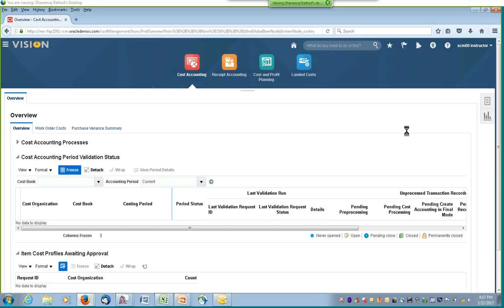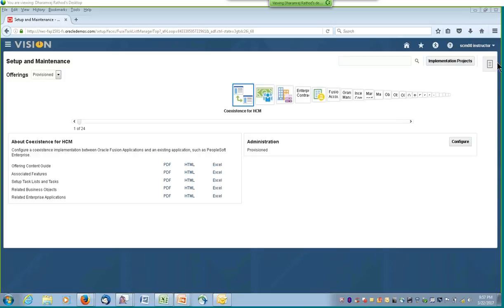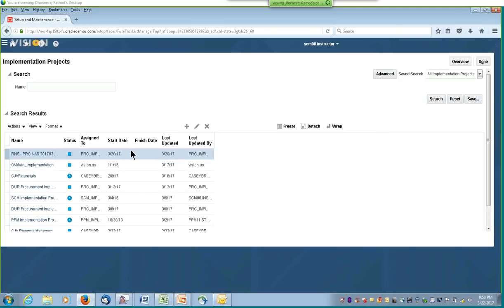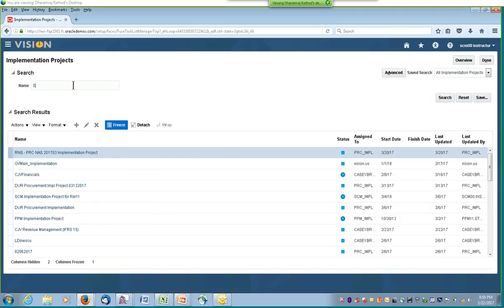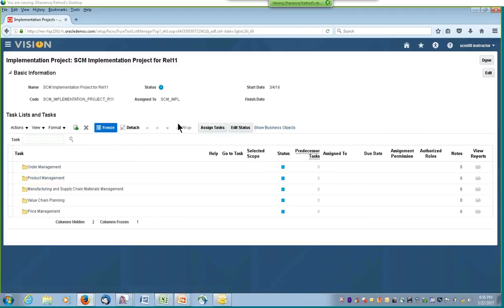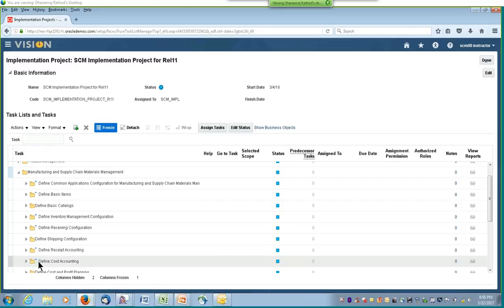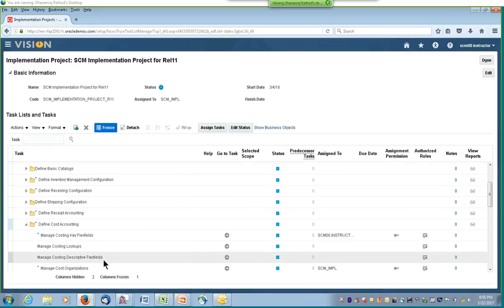Go over setup and maintenance and in your implementation project. And I'll look at my implementation project. Go over manufacturing and supply chain materials management, and under that you should see cost accounting. You have your flex fields and so on.